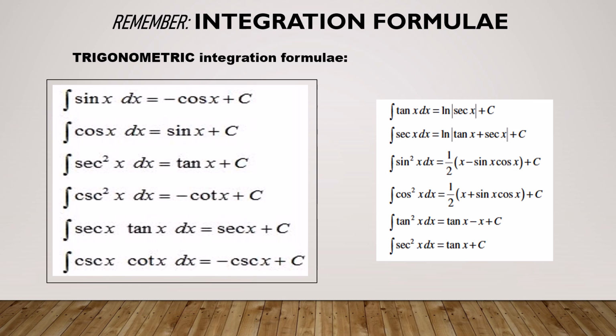Similarly, integral of sec square x dx is tan x plus c. Integral of cosec square x dx is minus cot x plus c. Integral of sec x tan x is sec x plus c. Why? Because derivative of sec x is sec x tan x. Similarly, integral of cosec x cot x dx is minus cosec x plus c.